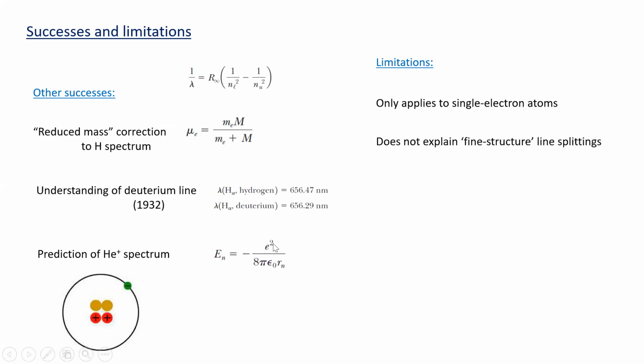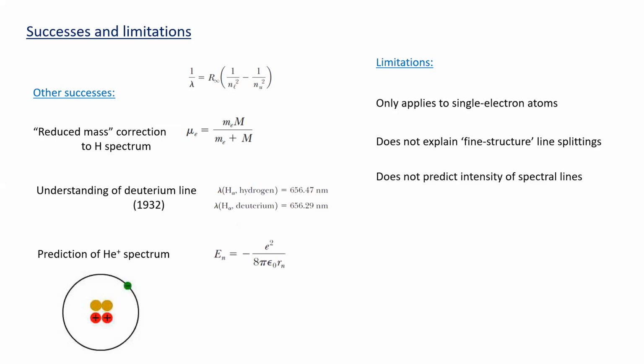It doesn't explain so-called fine structure line splittings. These were very, very fine little splittings in some of the spectral lines that were seen, and those turned out to involve a combination between something called electron spin, an intrinsic angular momentum of the electron, and the angular momentum of the electron around the nucleus. That's not incorporated and wasn't able to be explained by the Bohr atom.